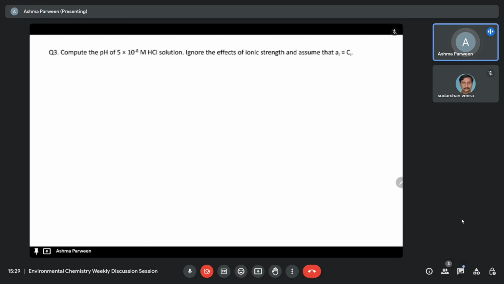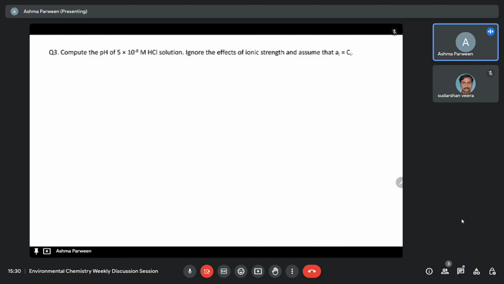Question number 3 is: compute the pH of 5 into 10 raised to power minus 8 molar HCl solution. Ignore the effect of ionic strength and assume that Ai equals Ci, which means that the concentration of the deprotonated form is equal to the total concentration of the acid. So we have been given HCl, and as we know HCl pK value is negative. So as soon as HCl goes in water, it will dissociate as H plus and Cl minus, and Cl minus concentration and H plus concentration will be equal to the initial concentration of the acid added.